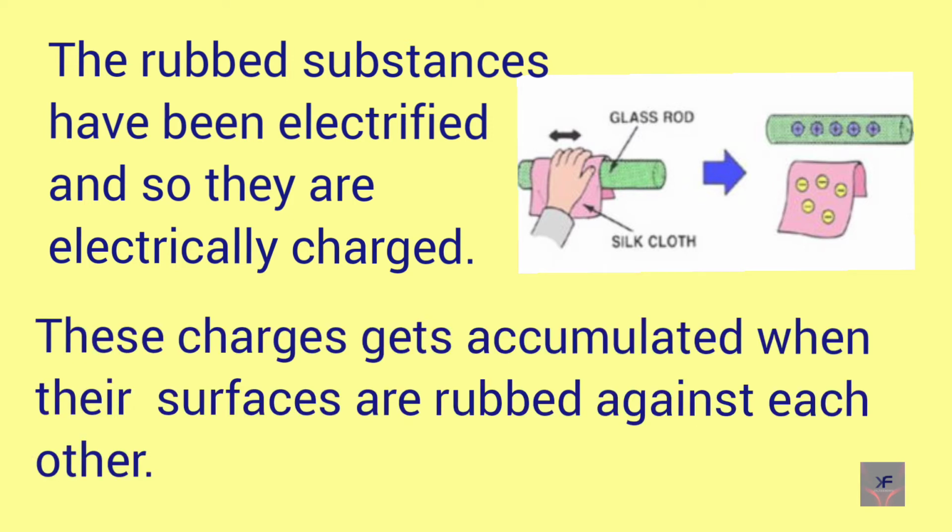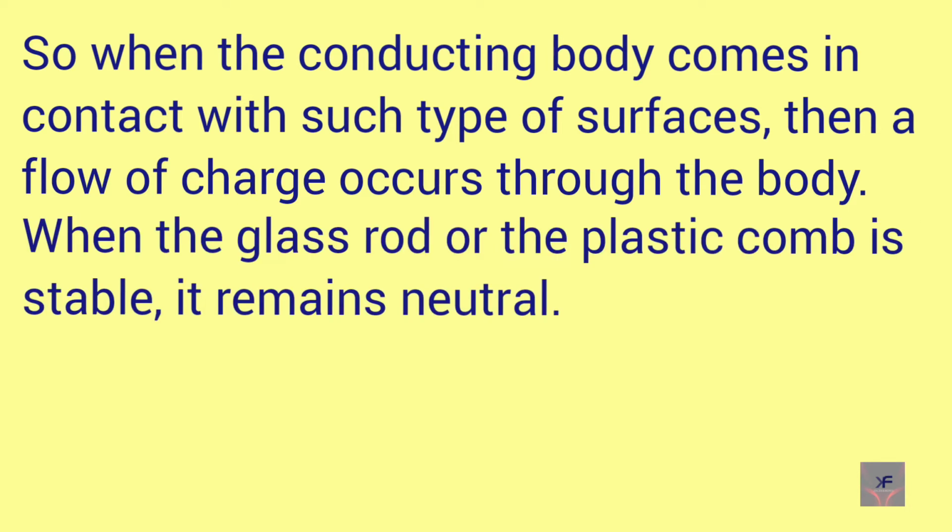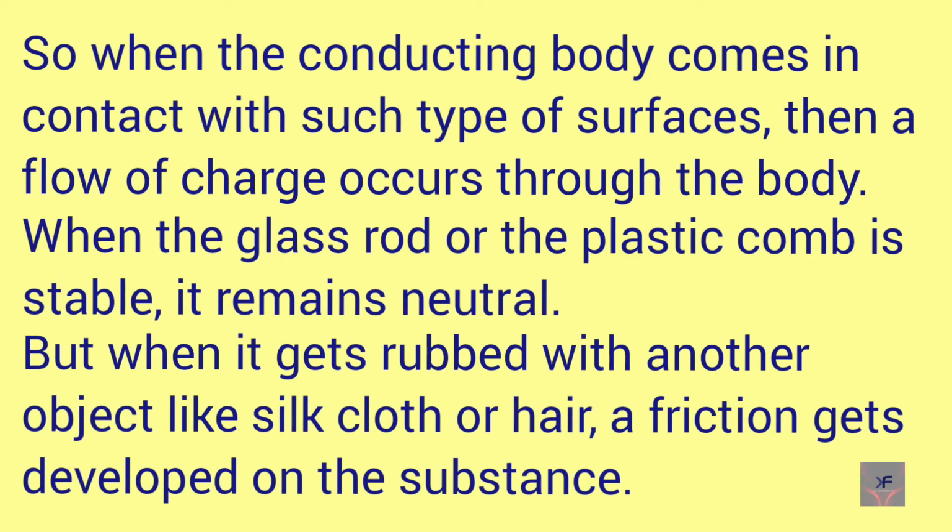These charges get accumulated when their surfaces are rubbed against each other. So when a conducting body comes in contact with such surfaces, a flow of charge occurs through the body. When the glass rod or the plastic comb is stable, it remains neutral. But when it gets rubbed with another object like silk cloth or hair, a friction gets developed on the substance.